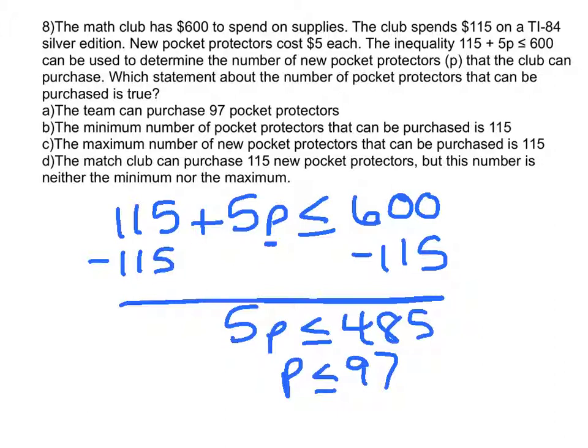Now, knowing this, you can go back into your A, B, C, and D choices, and you can tell me which one is true. Which one of these could I possibly do or purchase?